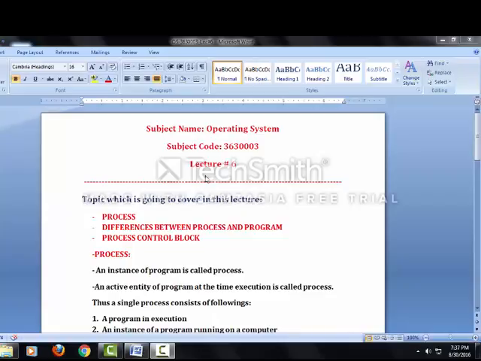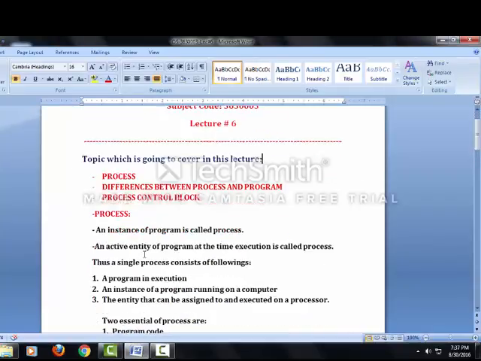Today's lecture number 6, subject code 3630003, subject name operating system. The topics we are going to cover in this lecture are: process, differences between process and program, and finally we will discuss the process control block. Let's have a discussion.